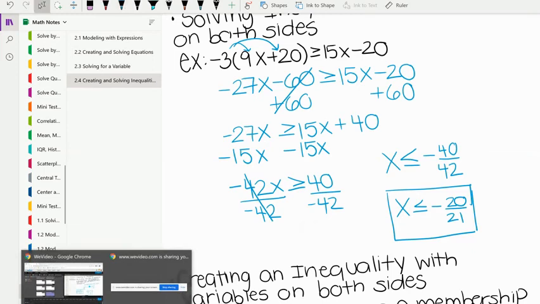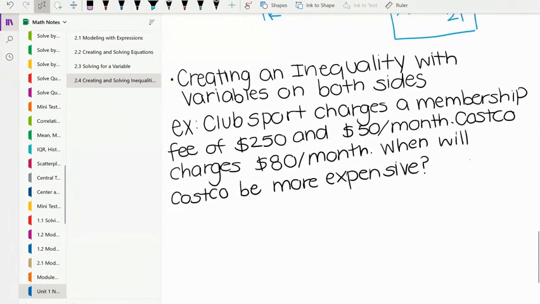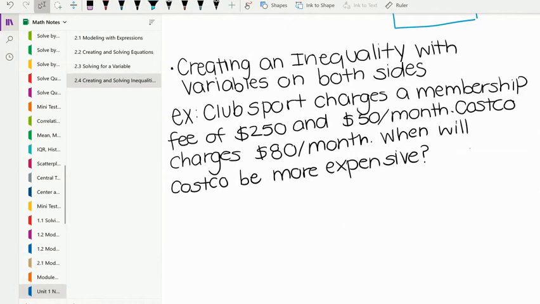Okay, so we're going to keep going. The last problem is a word problem with creating an inequality with variables on both sides. So we have Club Sport charges a membership fee of $250 and $50 per month. And then Costco charges $80 per month. We want to know, when will Costco be more expensive? So what we're going to do is create two equations.